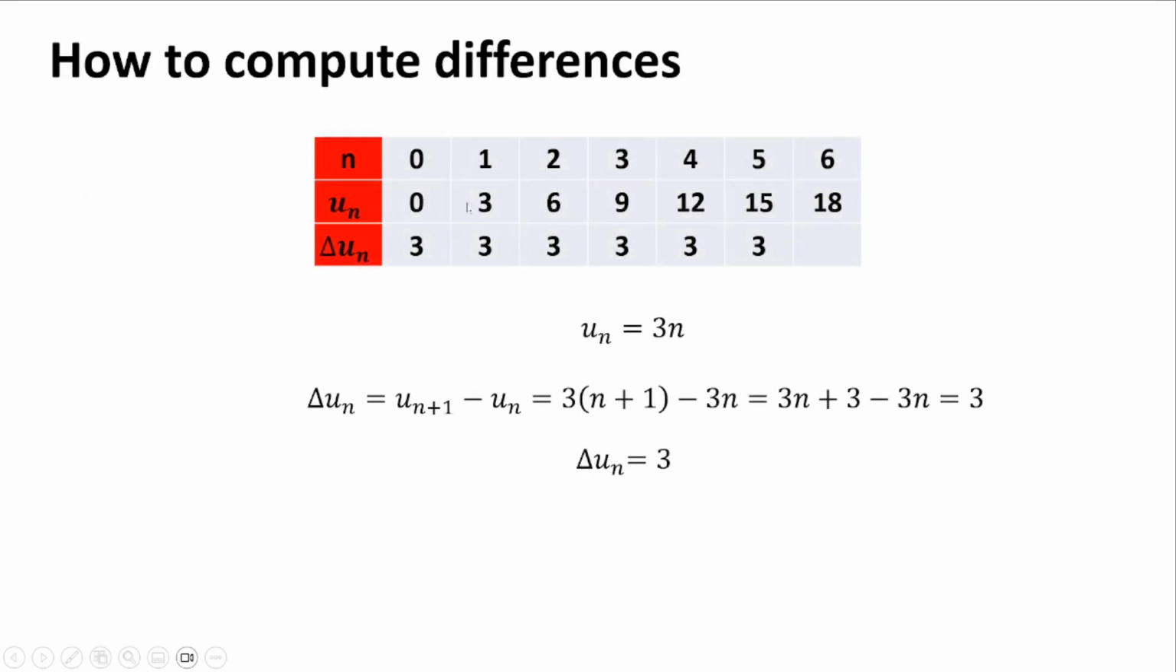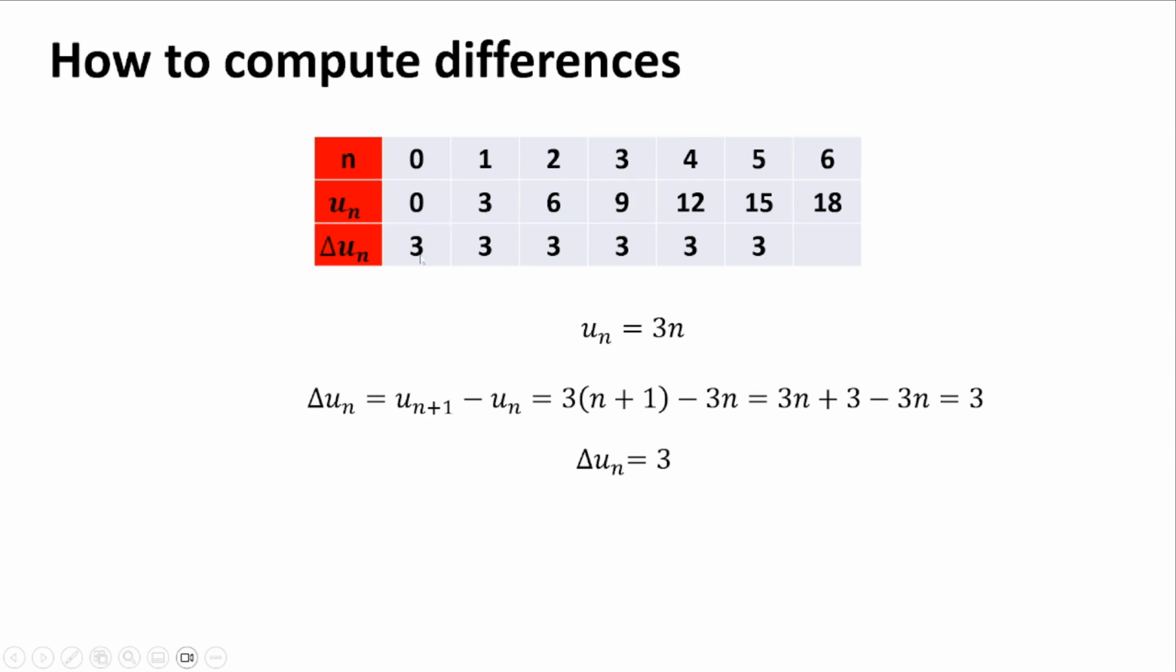Now we will take a look at a linear function, a function that increases linearly with the input. As the input increases, the function increases. This increases by 3 each time, which can be represented as a function u_n equals 3n. When you plug in n equals 0, you get 0. When you plug in 1, you will get 3, and so on.